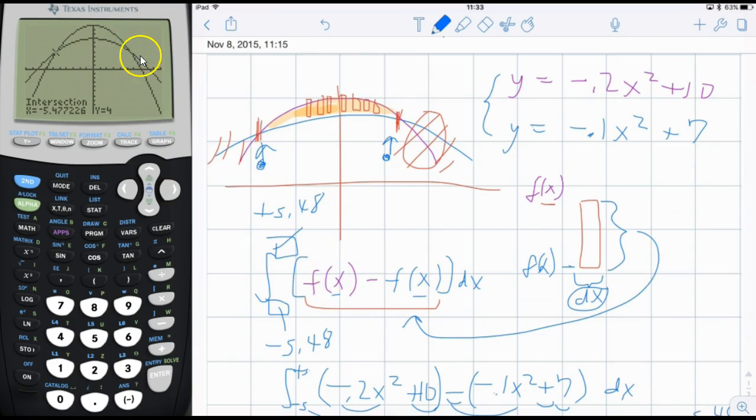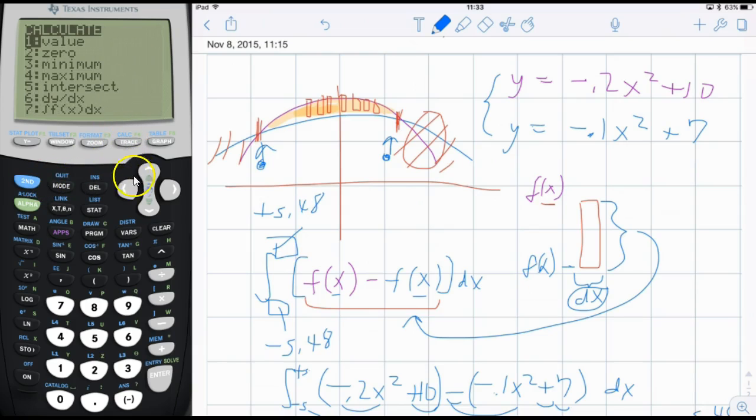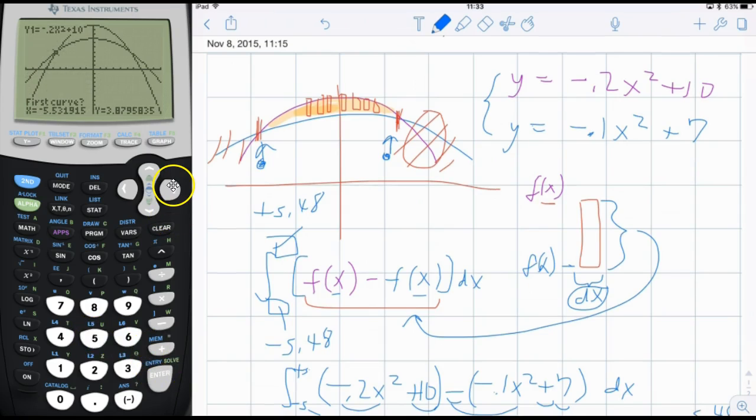And then what if we calculate this one? Although it looks symmetrical, just to make sure, why don't we do second calc intersect and go closer to the other one. First curve, yes. Second curve, yes. What's your guess? Now we're going to move the cursor over to here a little bit. And it says positive 5.48. So now, using the calculator, we have found both the left and the right limits of integration.